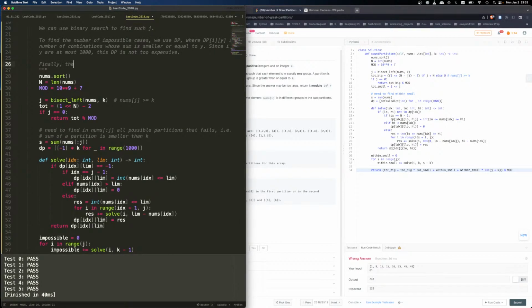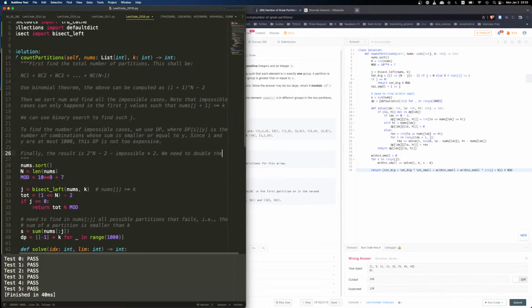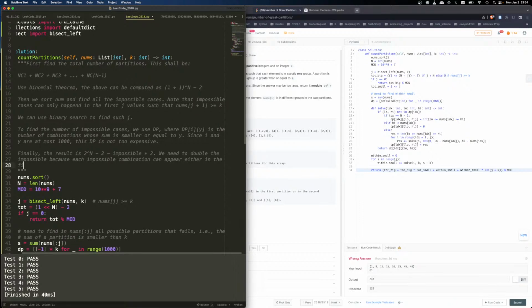Finally, the result is 2 to the n minus 2, minus impossible times 2. We need to double the impossible because each impossible combination can appear either in the first or second group partition.